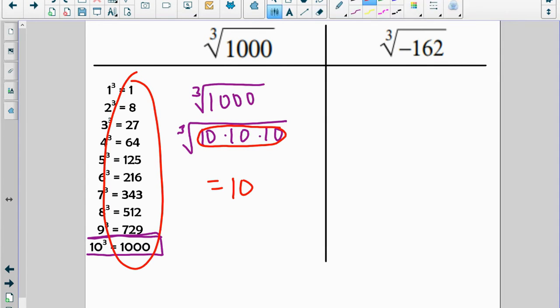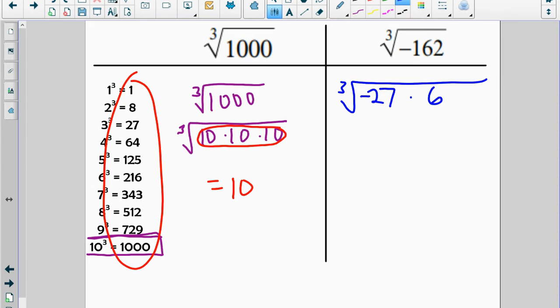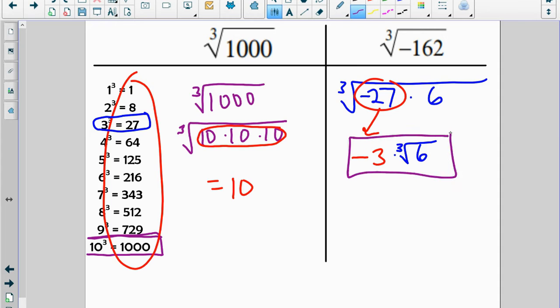So I'm going to rewrite this cube root as negative 27 times 6. And I put the negative with the perfect cube, because if 3 cubed is 27, negative 3 cubed is negative 27. Negative 3 times negative 3 times negative 3 is just the opposite of 3 times 3 times 3. So I do know that the cube root of negative 27 is exactly negative 3. And then I still had that 6 left over inside the radicand. So it's negative 3 times the cube root of 6.